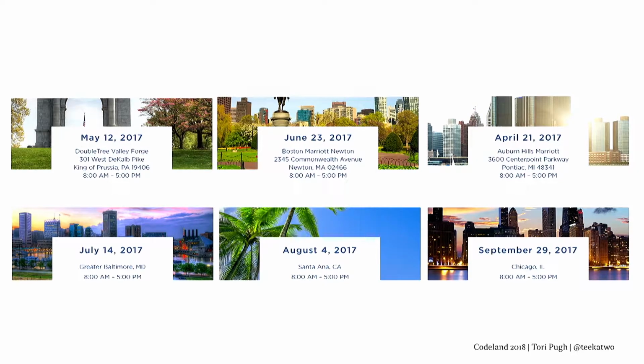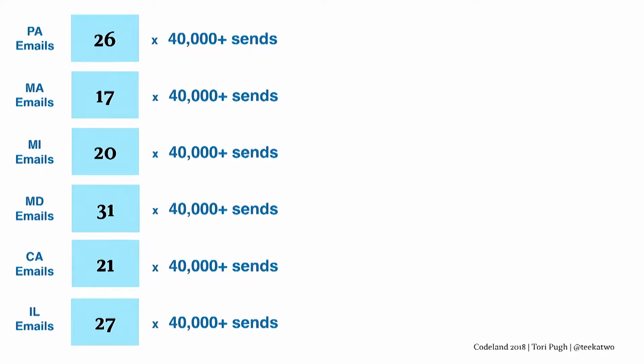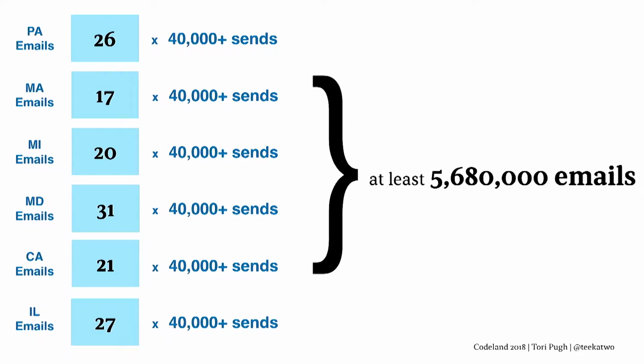So my company ran an event every year. It was a live continuing education event. It was going into its third year. It was also the most aggressive in terms of emails that needed to be made and would be sent. Each of the 6 cities had between 17 to 31 emails that needed to be sent, with a minimum of 40,000 sends per city. This total comes to about over 5 million emails that would be sent in the course of this event.